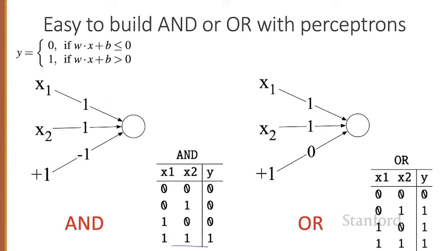Now what about with 1 and 1? So x1 is 1, x2 is 1, so we have 1 times 1 plus 1 times 1 minus 1, that's w dot x plus b, and so that's going to be 1. Sure enough. How about OR? Let's see 0 and 1. We have 0 times 1 plus 1 times 1 plus 0, and that's correctly going to give us 1.